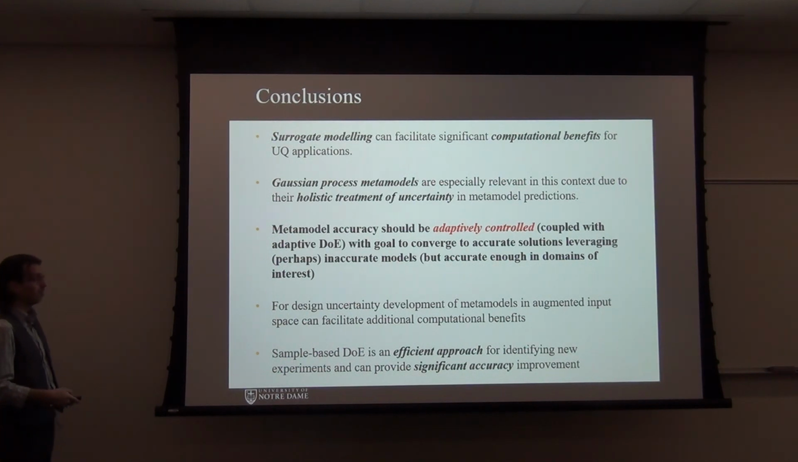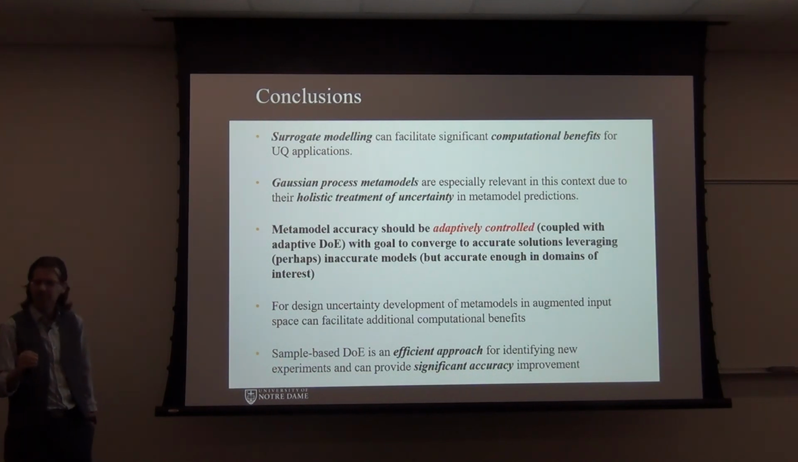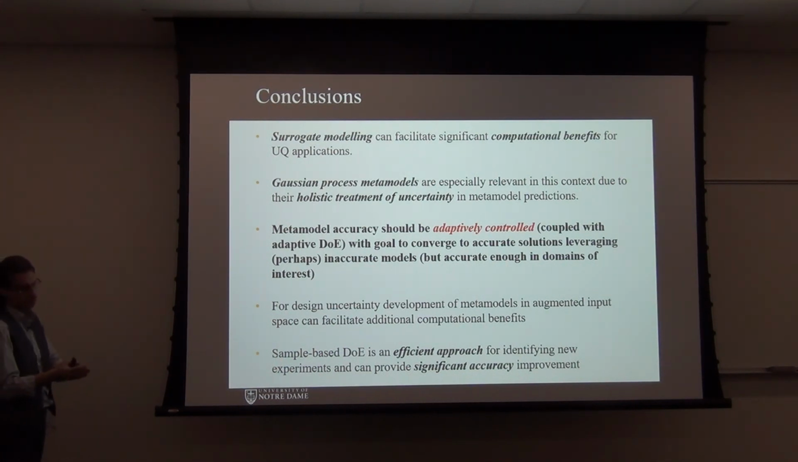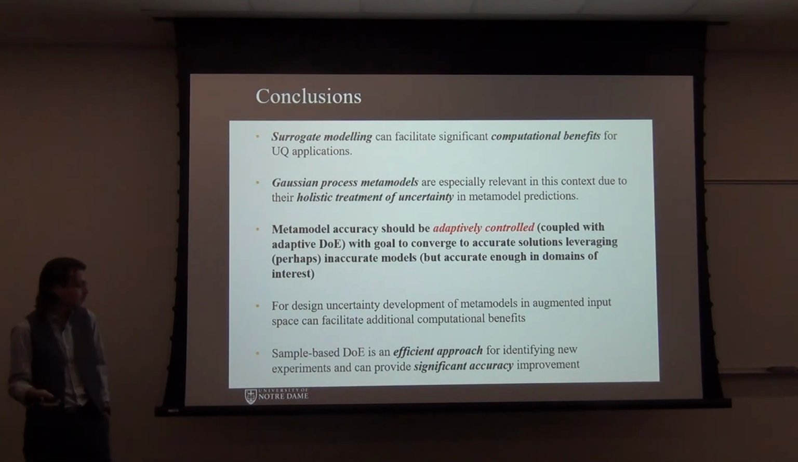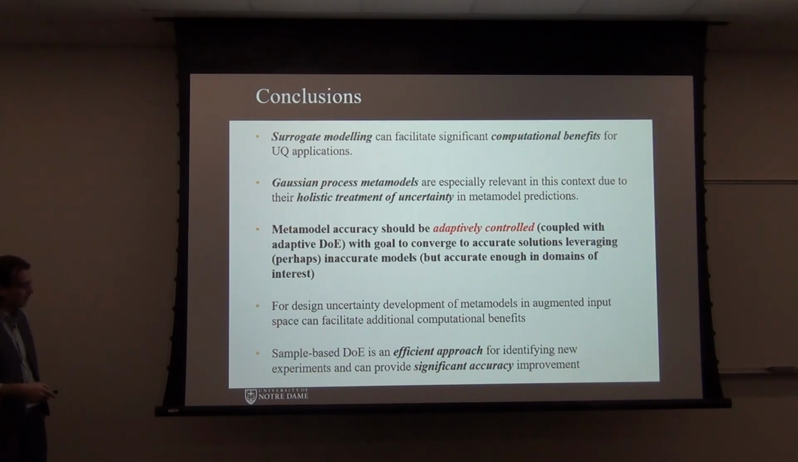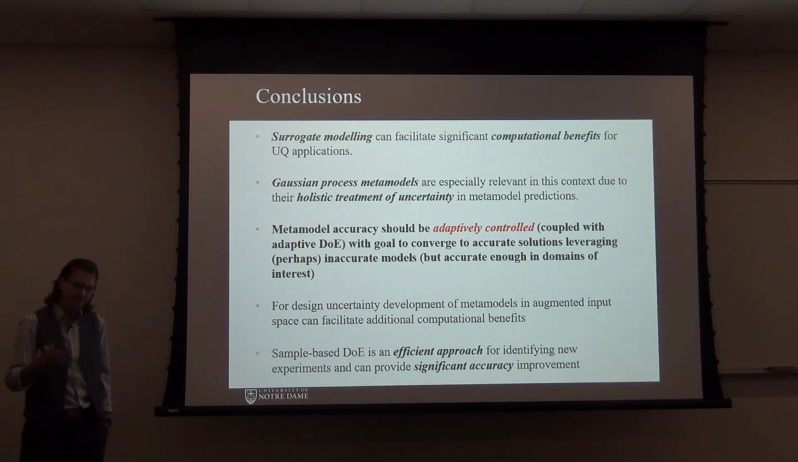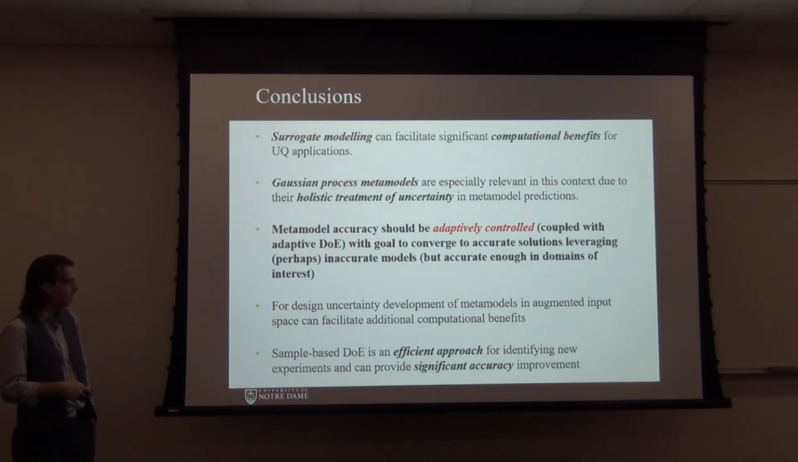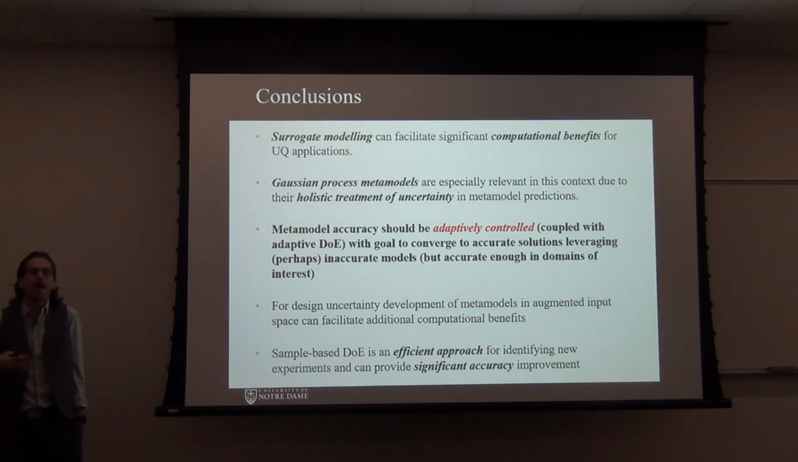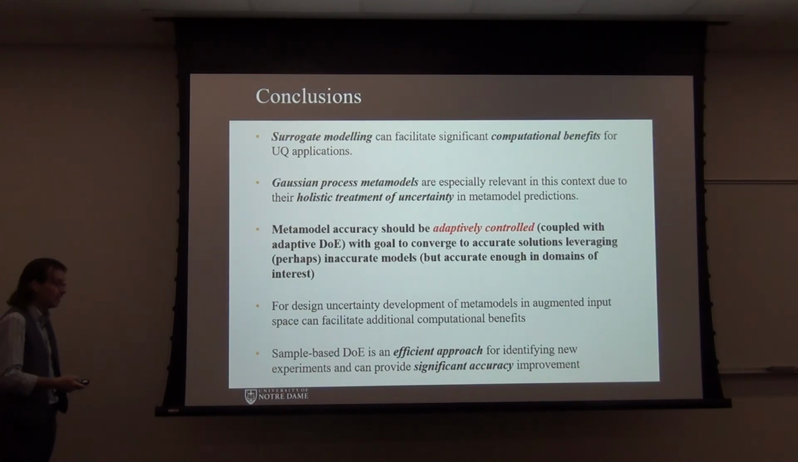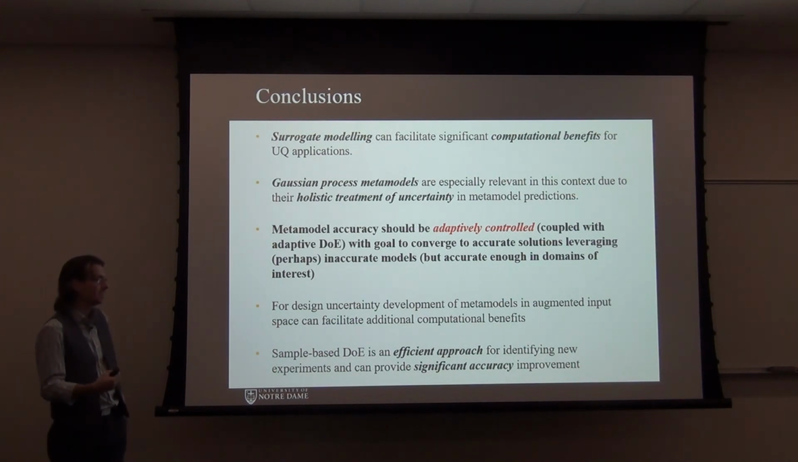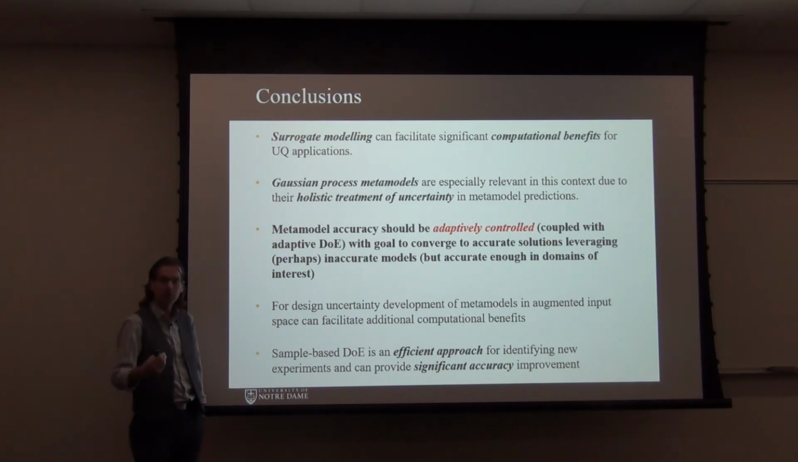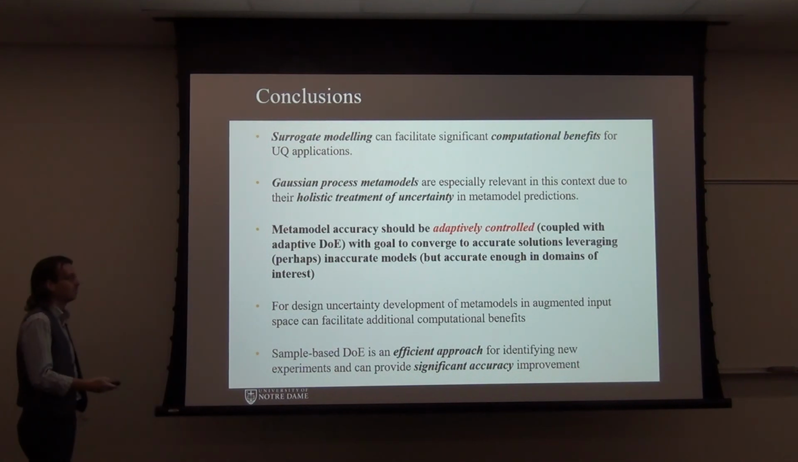Especially for design under uncertainty, metamodels in augmented input space can facilitate significant computational benefits, because with a single metamodel you address both the uncertainty propagation and the design optimization. And finally, for design of experiments, generally it's a very difficult task. The sample-based DoE, even though it's not going to give you the actually optimal next experiment, is very efficient and still identifies experiments that can facilitate significant accuracy improvements. Maybe not the optimal accuracy, but significant benefits.